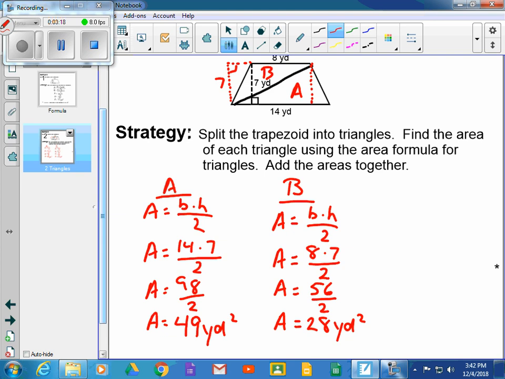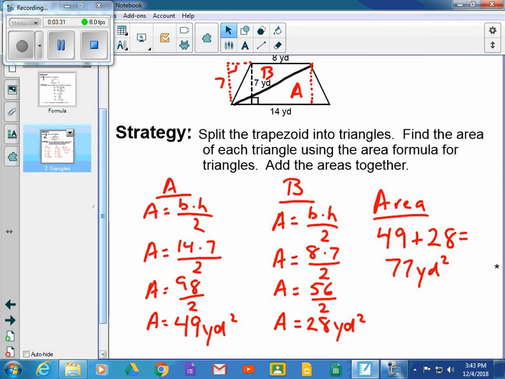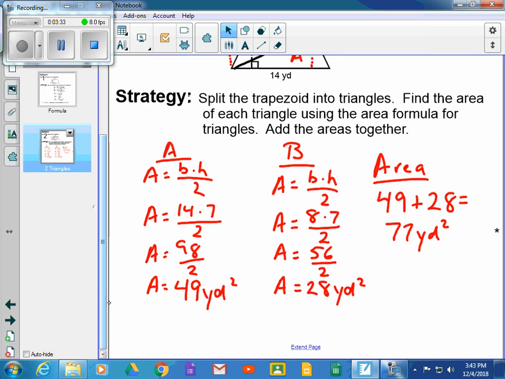And then our last step is to get a total. That area will equal 49 plus 28, which is 77 square yards. So again, we get the same exact solution, just a different method. One you have to remember in a complicated equation, and one you have to divide it into two triangles and add those areas.